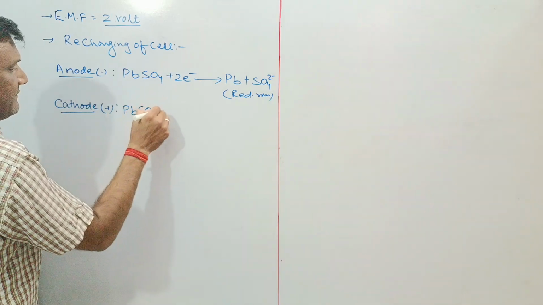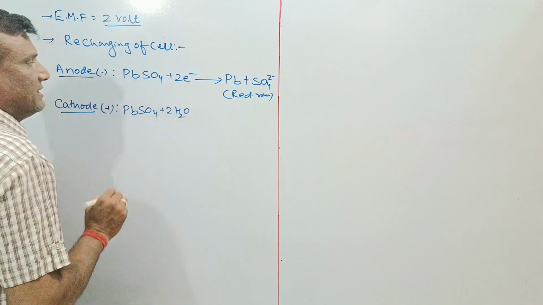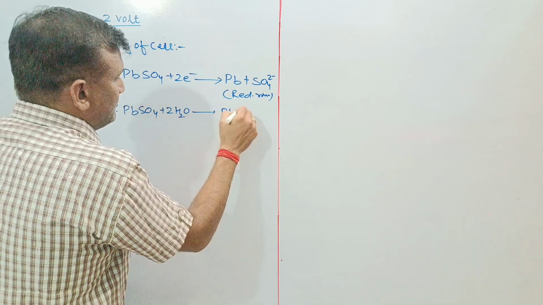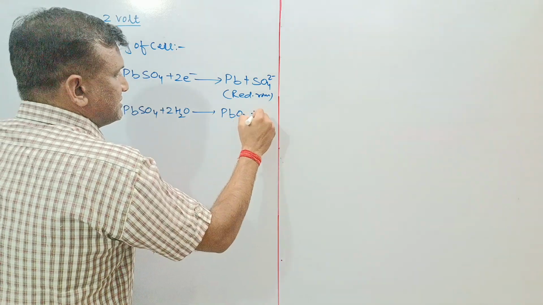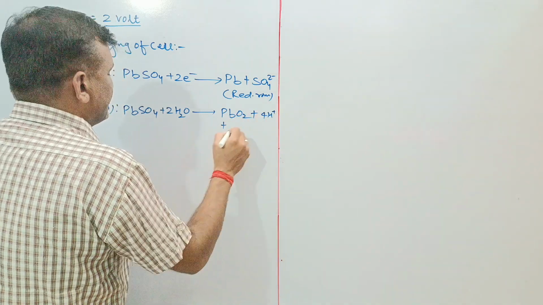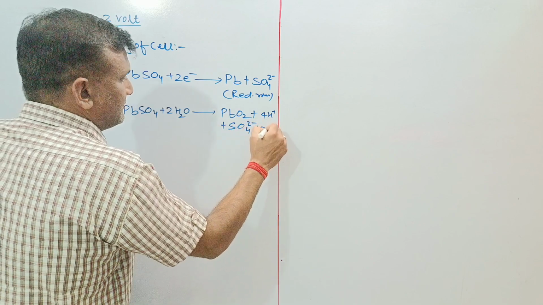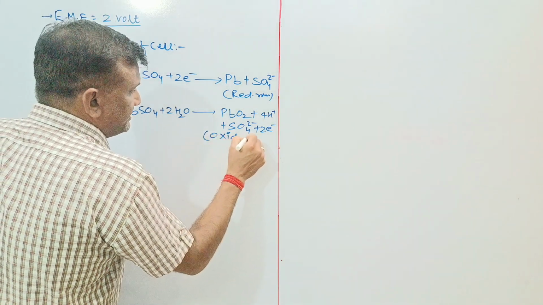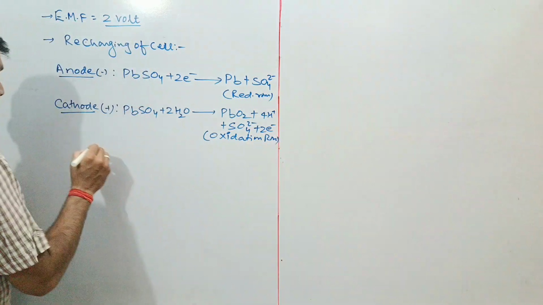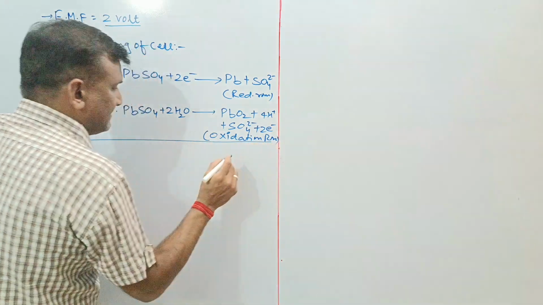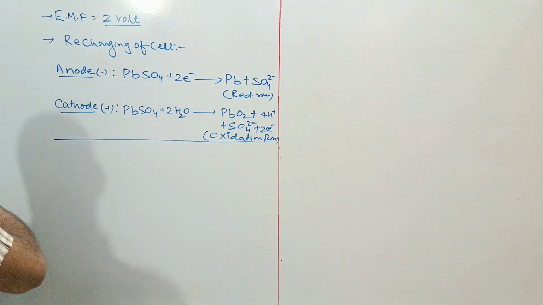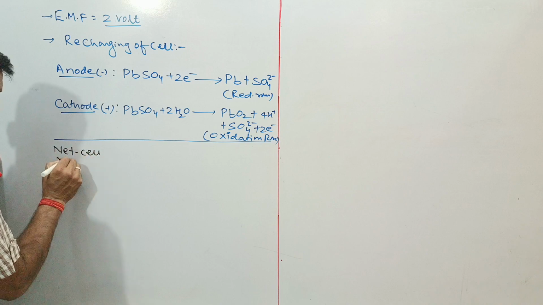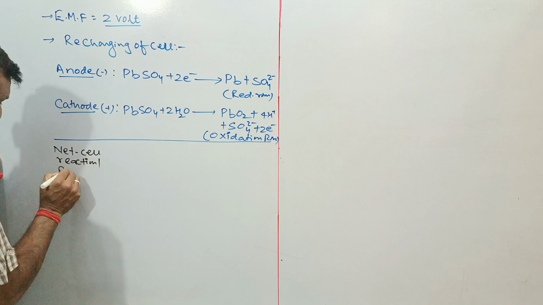PbSO4. We have taken 2 H2O. Here is 2 H2O. So what will be? It changes into PbO2, Pb and O2, 4 H plus. This is the 1 SO4 2 minus and loss of 2 electrons. This was about the oxidation, loss of electron. So this is the oxidation reaction. If we go with the net cell reaction, then what is that? Or you can say recharging reaction. That will be as follows. Net cell reaction, or it is also called the recharging reaction.